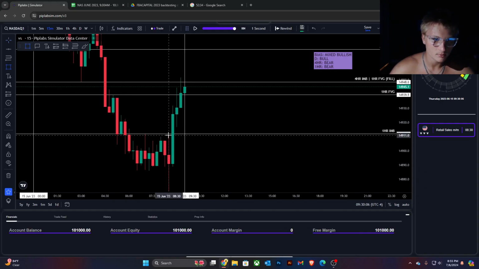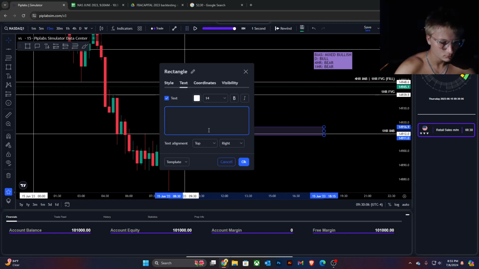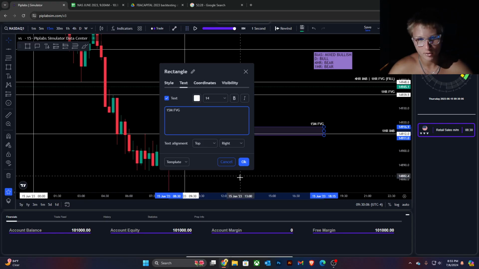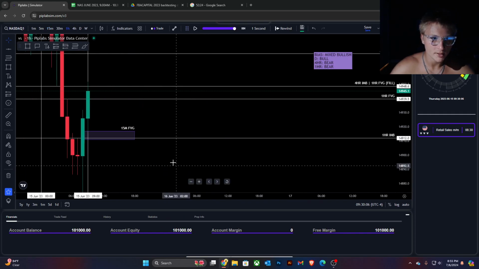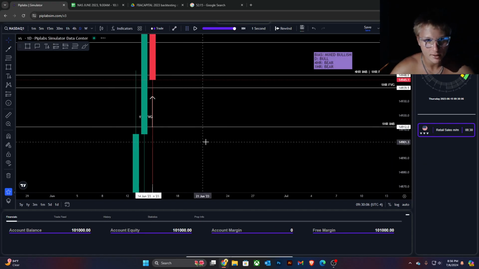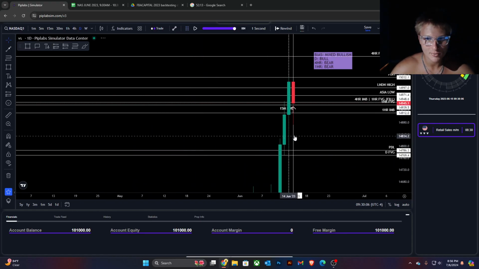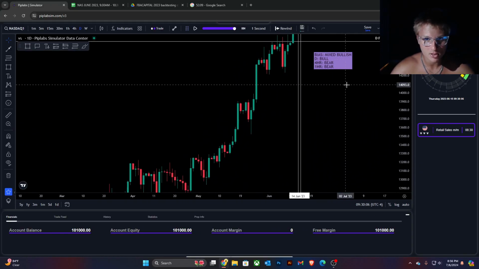I'm gonna just mark up now. See how price reacts there. But right now, this is the main setup I'm looking for. I'm looking for a move off of that 1 hour imbalance following my daily bias. Nas has been very bullish, so I'm definitely not looking to short anytime soon.